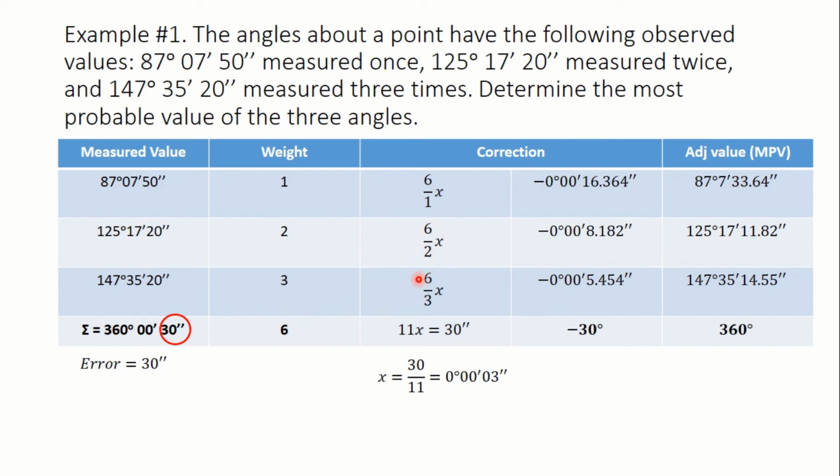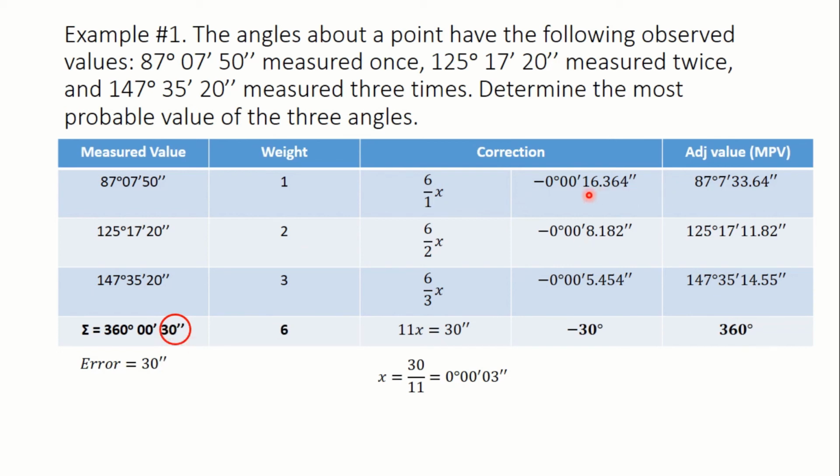And then, i-add natin ito lahat. 11x equals the correction, the error, 30 seconds. So, x equals 30 over 11. Pwede nating i-round ito, pero dito na lang tayo mag-round. So, i-multiply natin ito. I-substitute natin yung 30 over 11 dito. Makakuha tayo ng value na negative. Again, negative kasi susubtract natin para matanggal yung sobra.